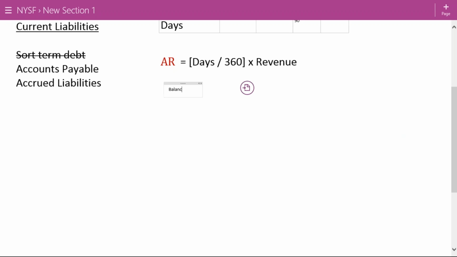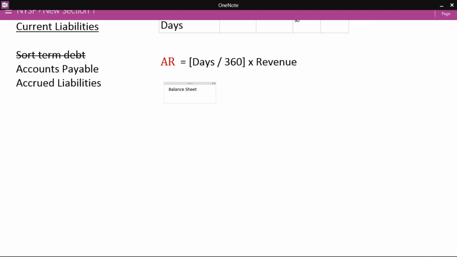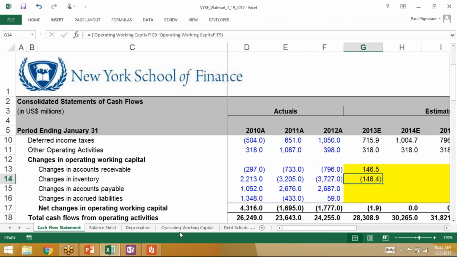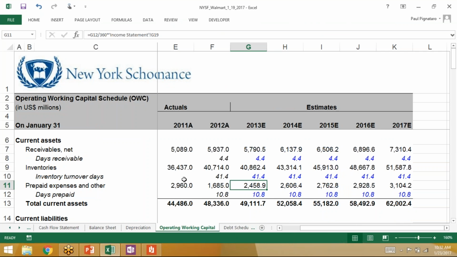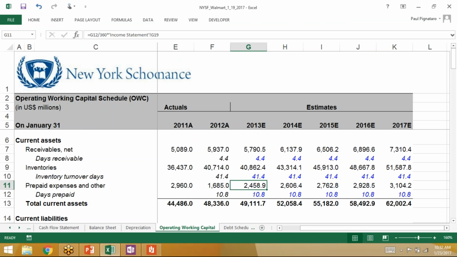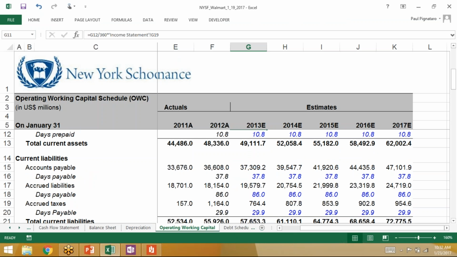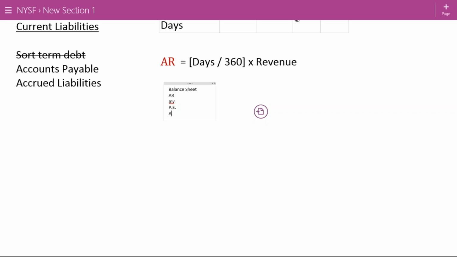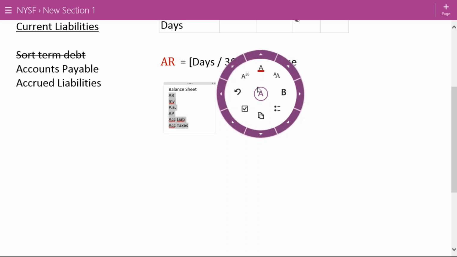So for example, in the balance sheet, we've identified several items as working capital. We've identified AR, inventory, prepaid expenses. On the liability side, we've identified accounts payable, accrued liability, and accrued taxes. These are the line items that we've identified as working capital in the balance sheet. And I'll make this bigger so you can see.